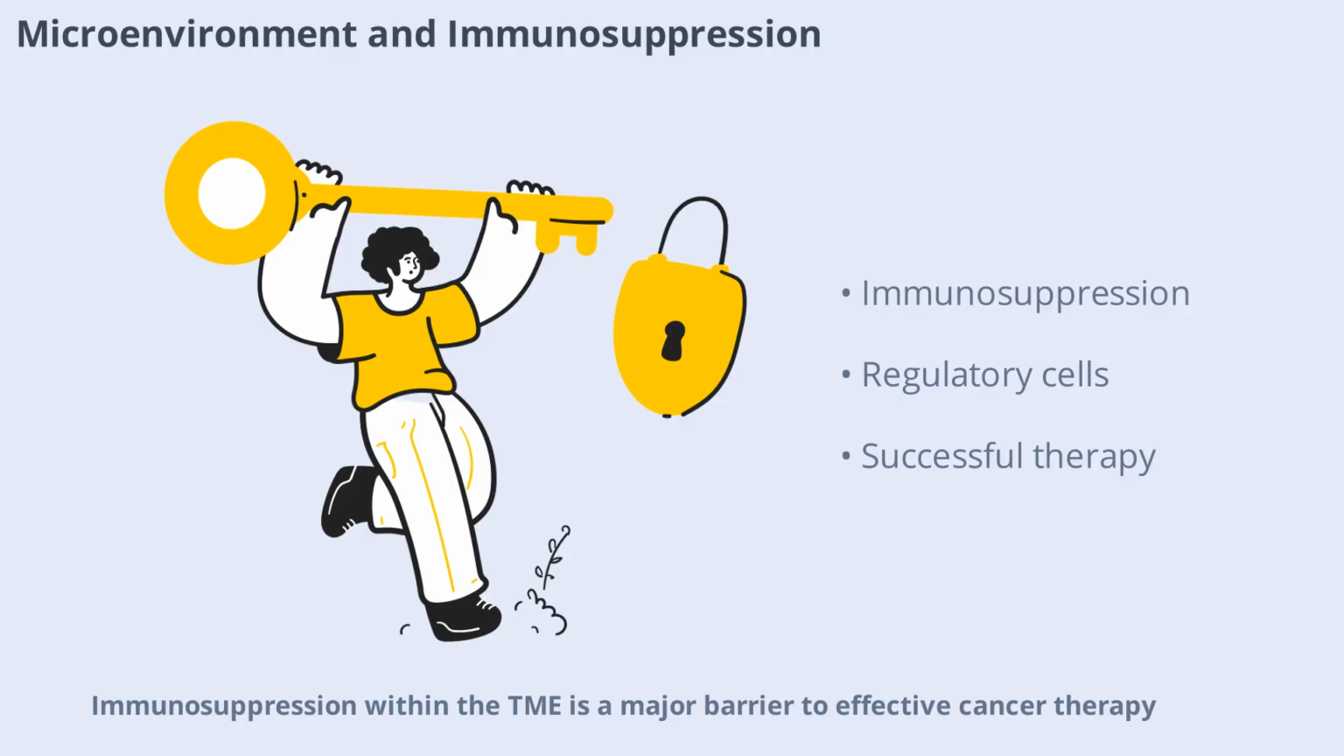Immunosuppression within the TME is a major barrier to effective cancer therapy. Regulatory cells, signaling molecules, and metabolic changes suppress immune responses. Overcoming immunosuppression is essential for successful immunotherapy.